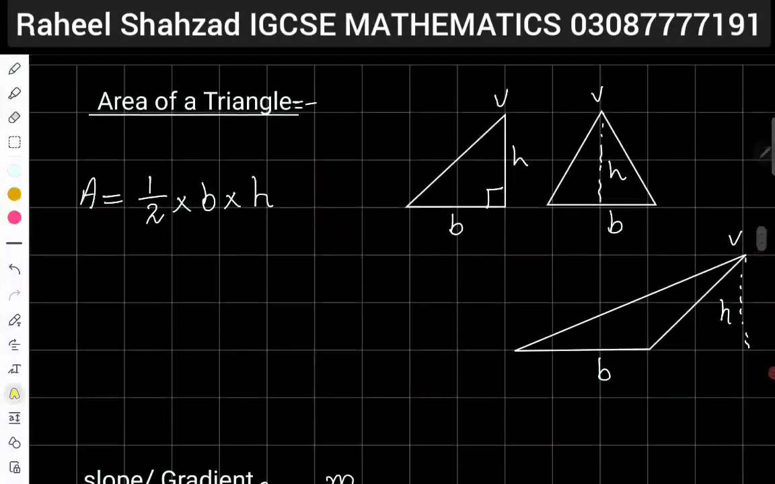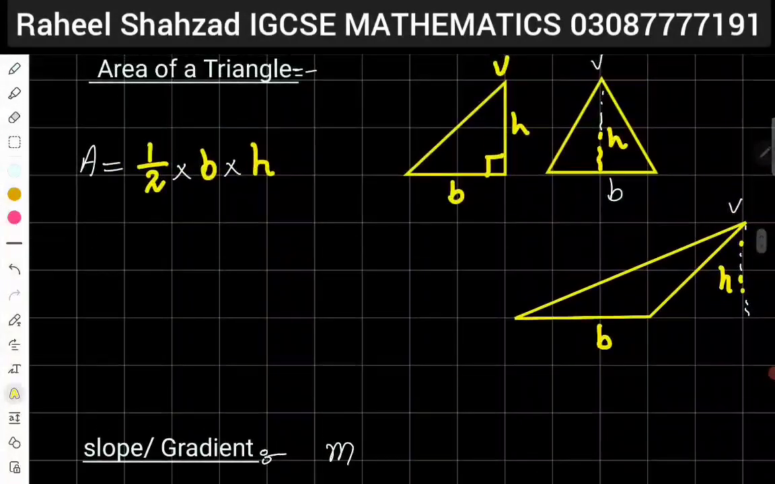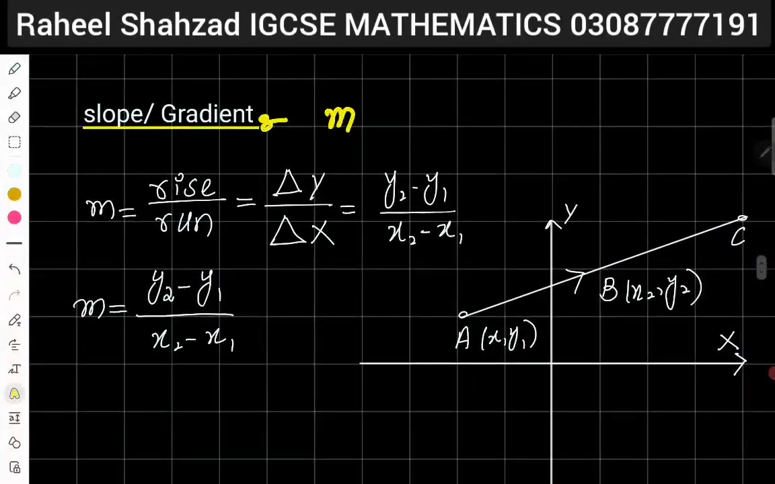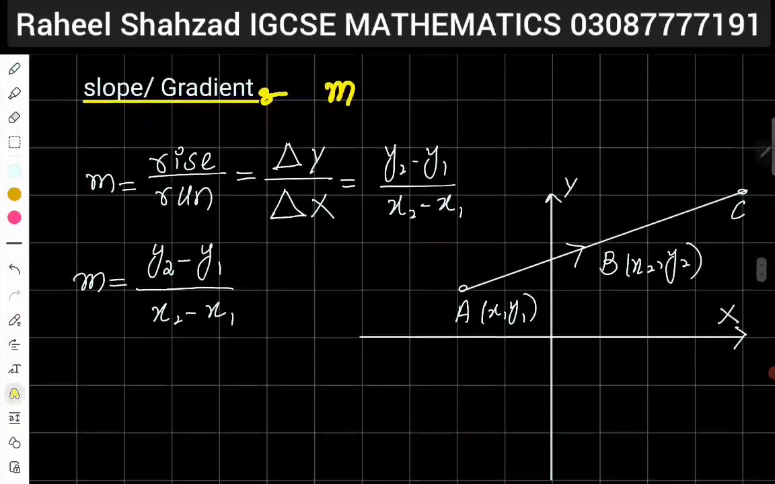Then after this, in this chapter, we will be discussing areas of triangles. It's the very basic 1/2 base into height. It could be a right angle triangle, acute angle, or obtuse angle triangle, with the coordinates given. Done? Yes. Then after this, we have to find the slope or gradient of a line.